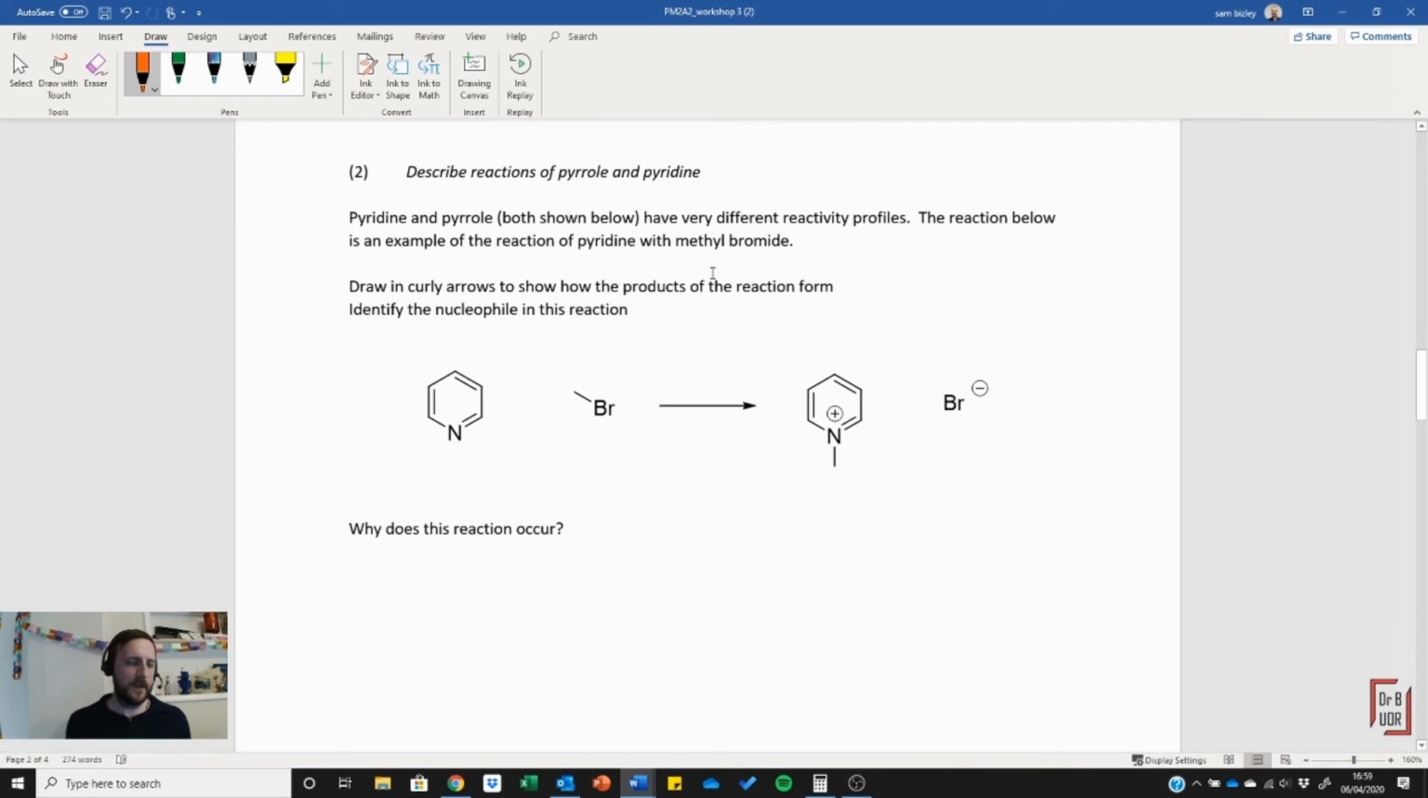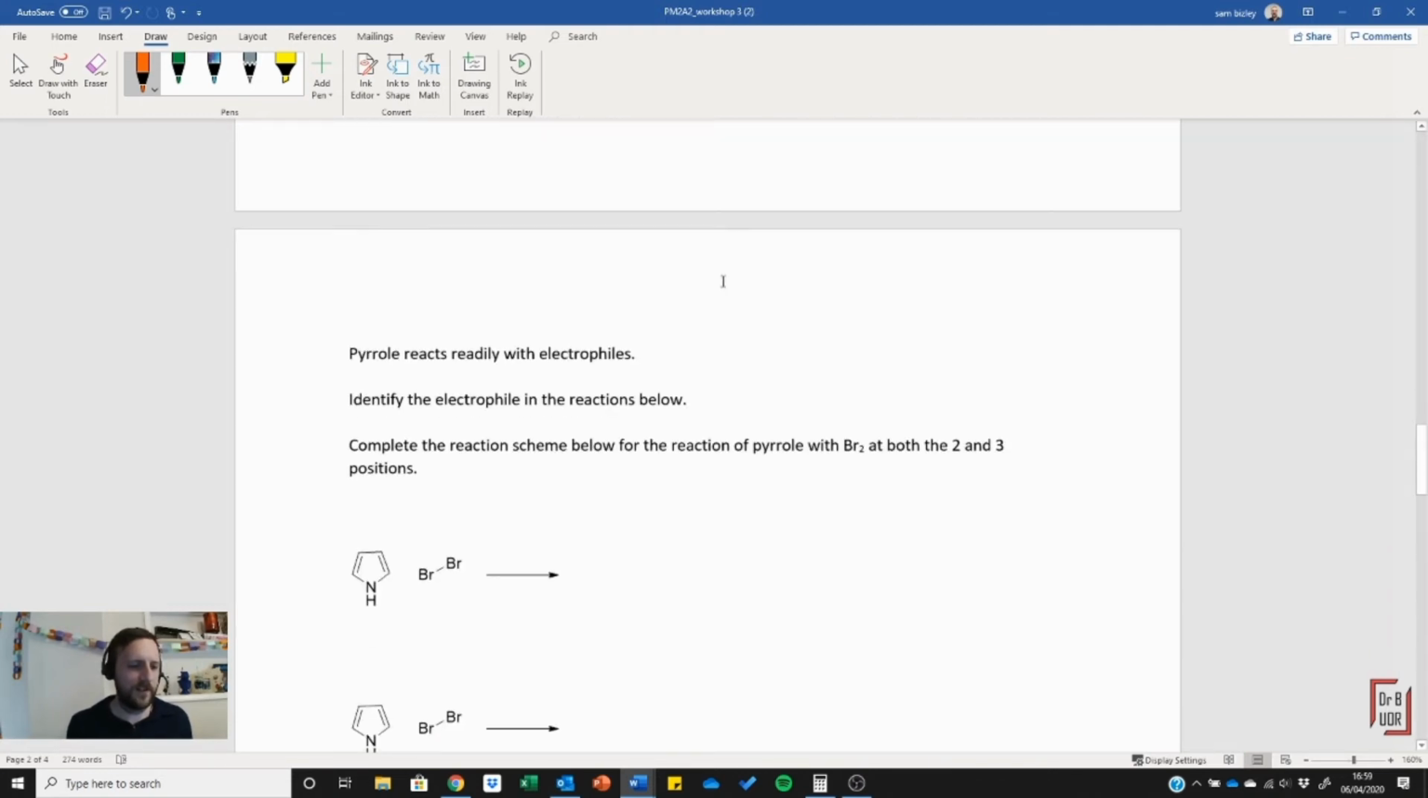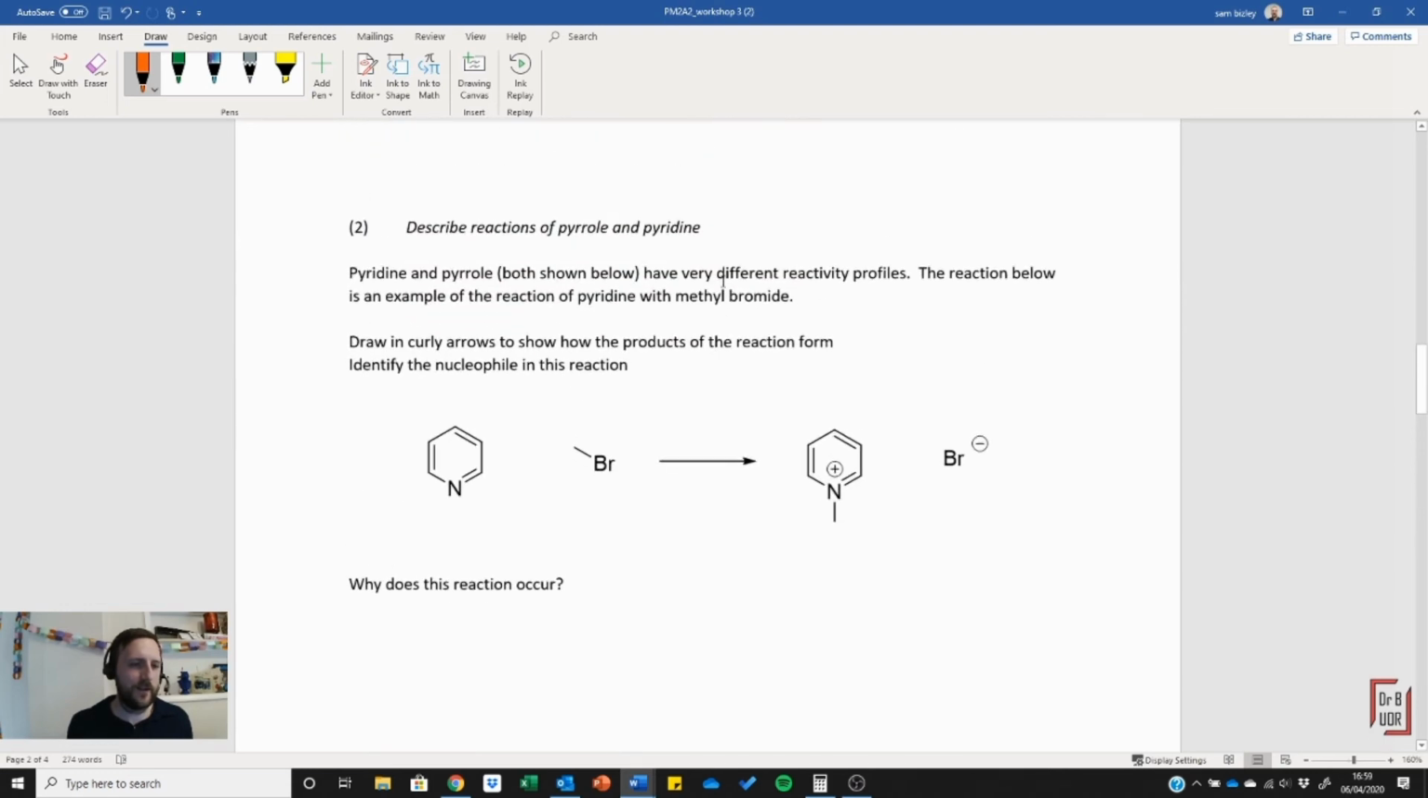Okay. So we're going to move away from our definitions, I suppose. We're going to move into describing some reactions with pyrrole and pyridine. So this is pyridine down here, which you remember earlier, it's the 6 ring structure with our nitrogen heteroatom right here. So pyridine and pyrrole, both shown below, but we've got pyrrole up here on the next slide.